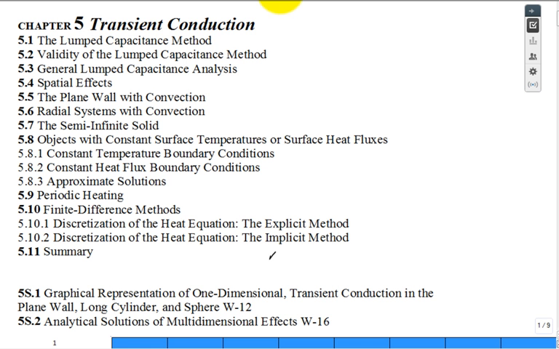So this is the last topic in this chapter 5 on transient conduction that I want to cover: numerical methods, the finite difference method. Let's jump into it. So how do we solve transient heat transfer problems using a numerical technique known as the finite difference method? Well, how did we start this chapter?